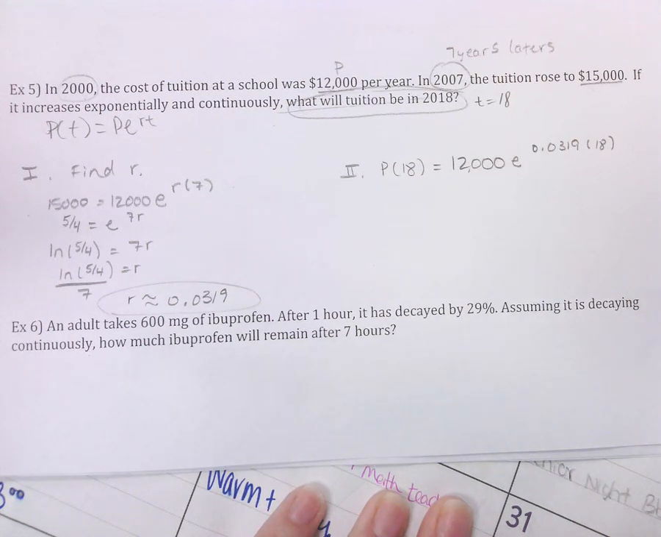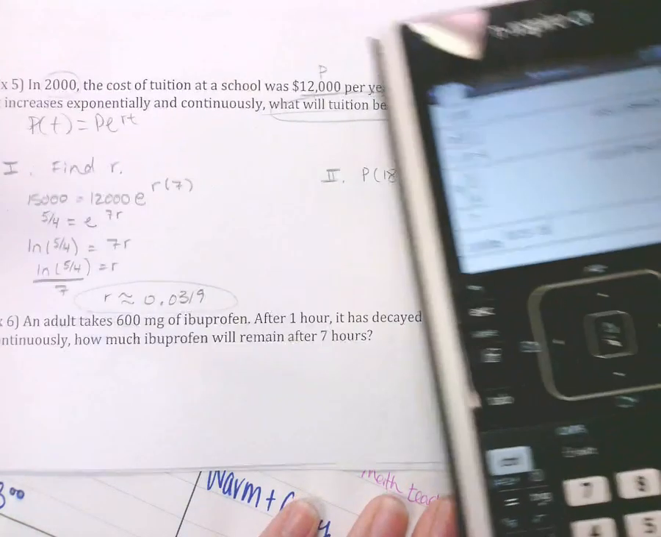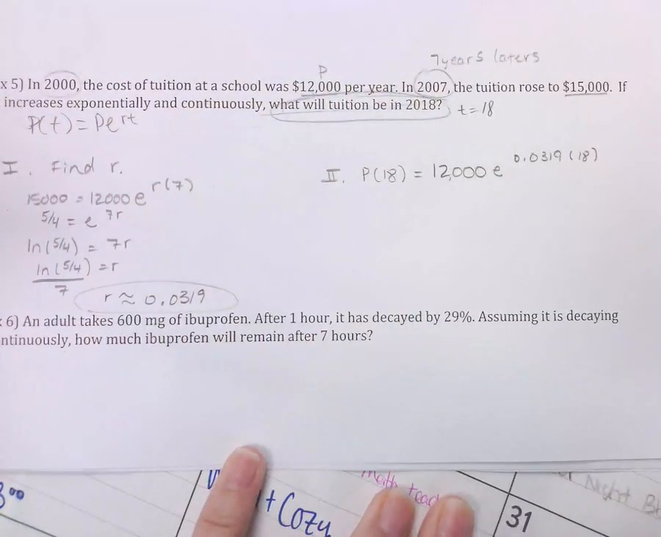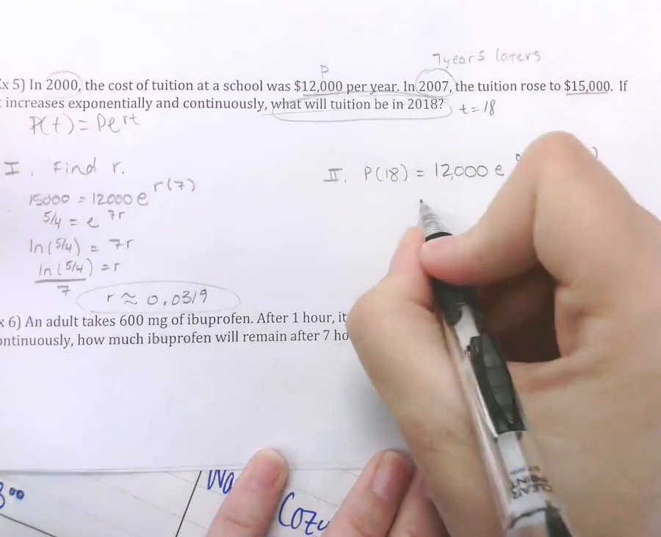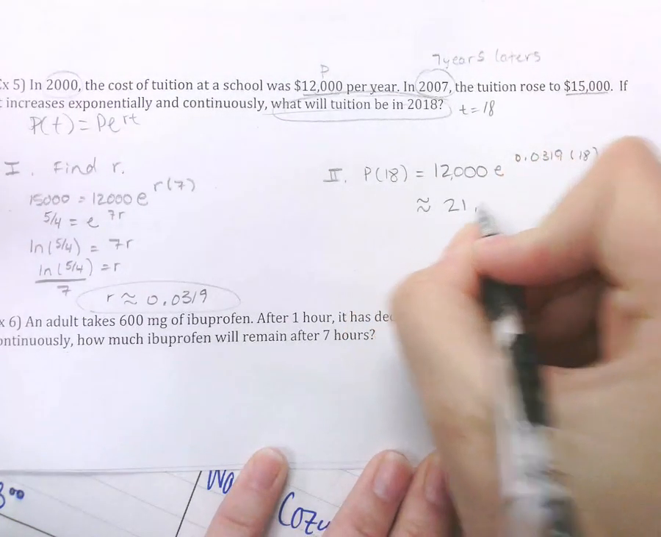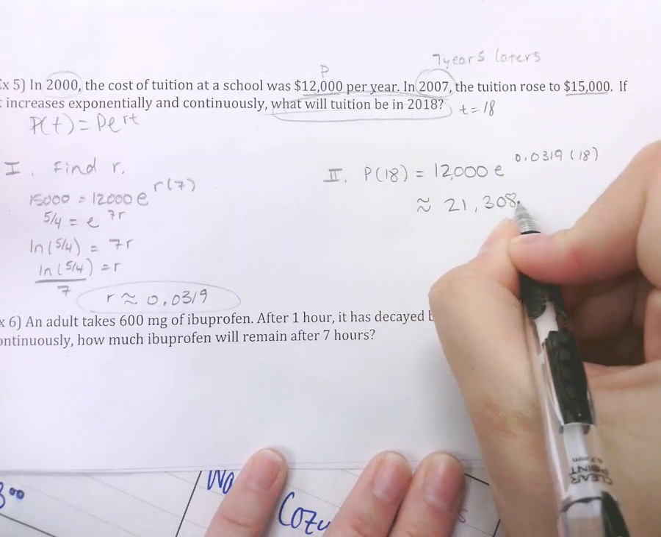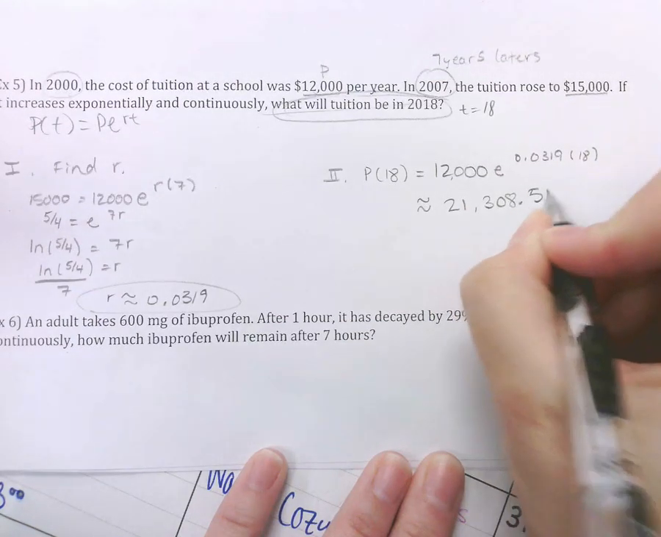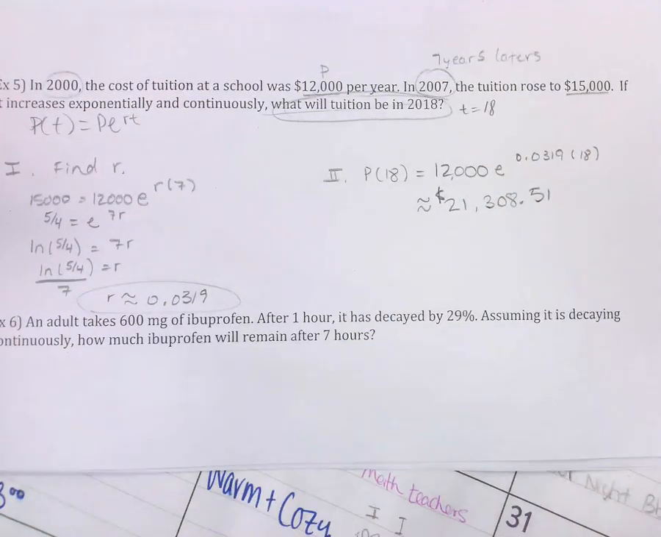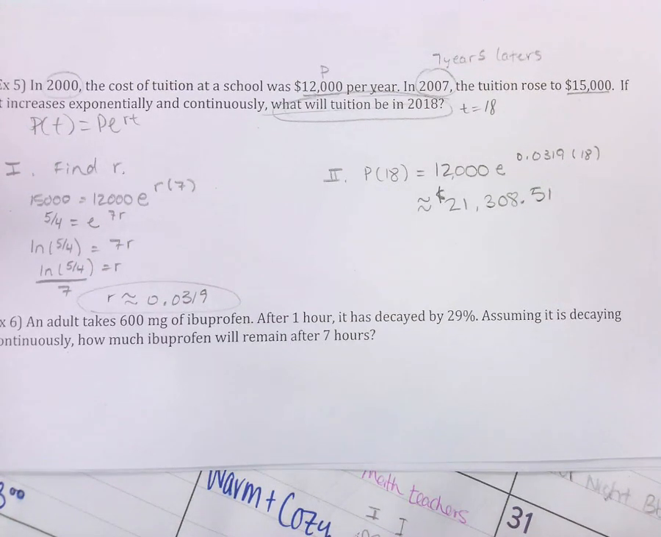Like this. I got $21,308.51. Oh, I forgot a 0. Oh, that'll do it. Yep. That's why I put commas, because we'll do questions with lots of zeros and it trips me up. That's the problem.